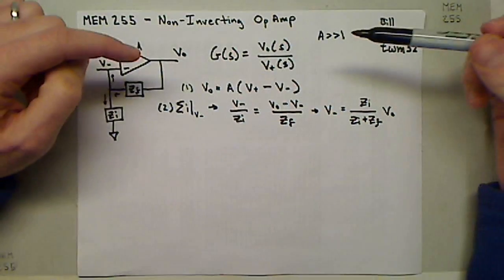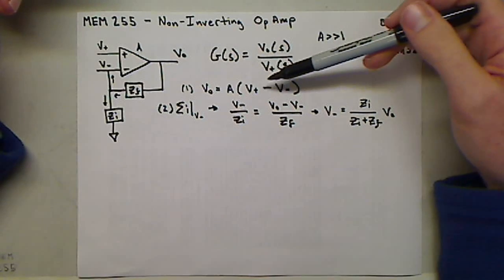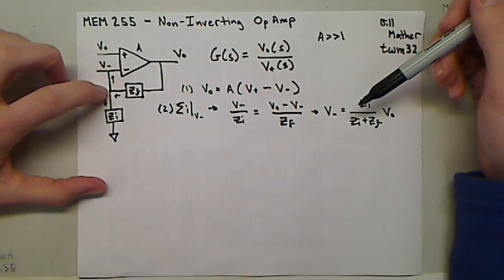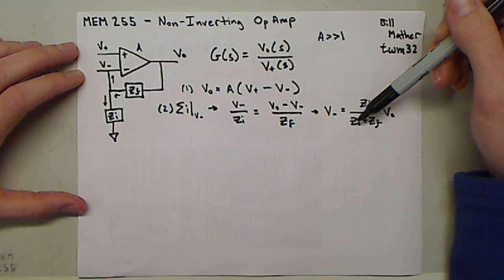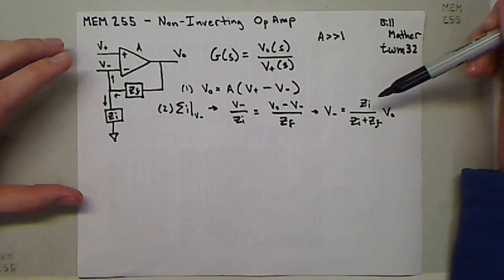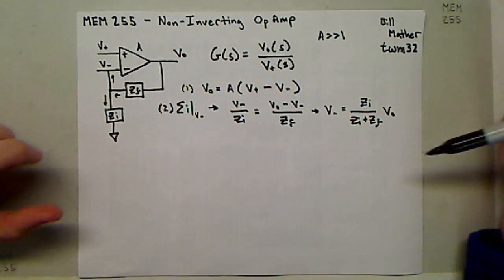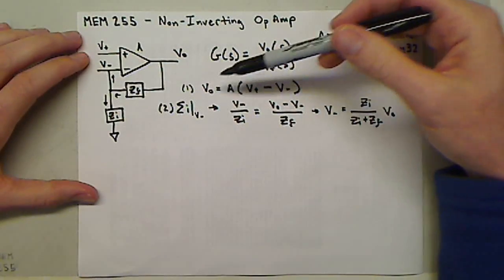Okay. So now we have these two relationships, one which is V out is equal to A times (V plus minus V minus), and the secondary relationship, which is the result of summing the currents into this node, which is V minus is equal to ZI over (ZI plus ZF) times V out. Now we're going to combine equations 1 and 2 to derive the relationship between V plus, which is our input node, and V out.